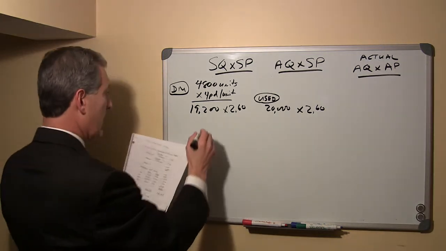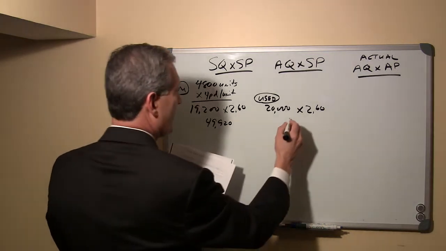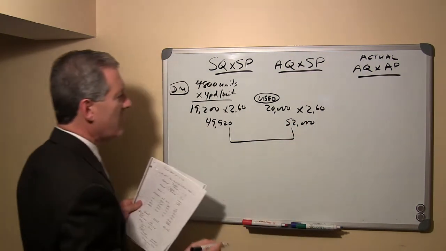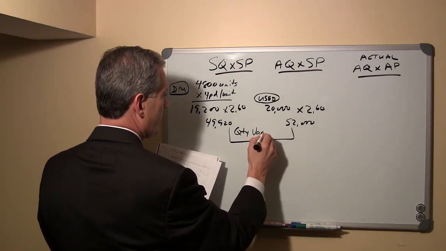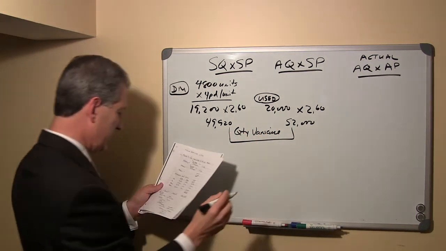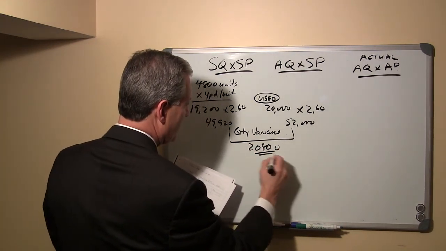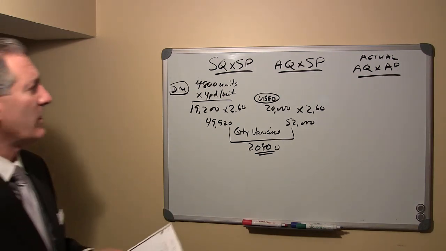These totals are $49,920 and $52,000. The difference between these two numbers is your quantity variance, which in this case is $2,080 unfavorable quantity variance. Let's look at what was used.